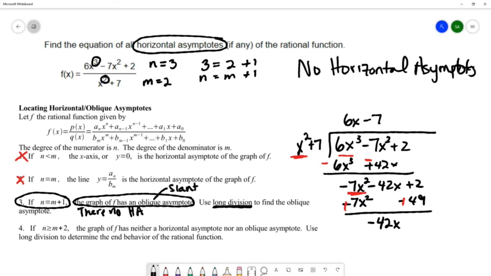42x doesn't have any like terms, so I just carry that down. And then 49 plus 42 is 51. So this is going to be the remainder. And we can ignore the remainder when we're looking for the oblique asymptote. We're just going to use what's up here. Y equals 6x minus 7 would be the oblique asymptote for this rational function. And as I said, that's not necessary for this question. I just thought I'd throw in a little bit of extra for informational purposes.